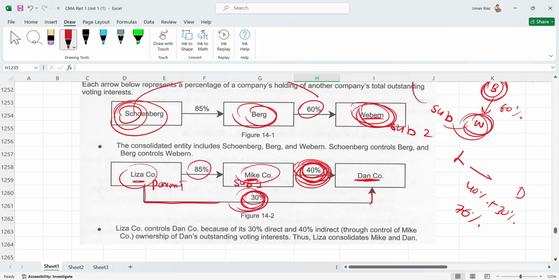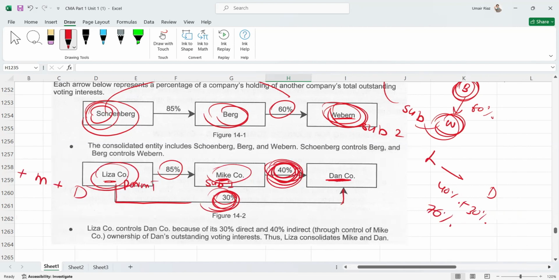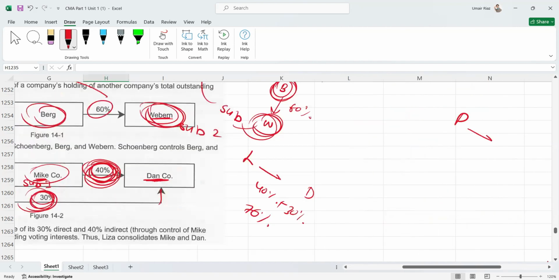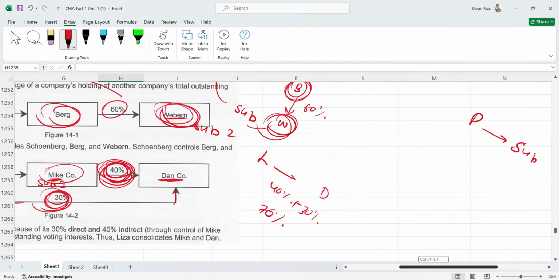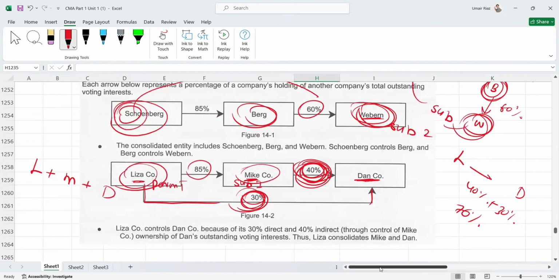So in this scenario also, Lisa plus M plus D will be considered as one group, and Lisa company will prepare the consolidated financial statement. So there are several forms of direct and indirect control, especially indirect control, but that much detail is not required for CMA students. Mainly in your exam question, they will tell you that we have a parent and we have a subsidiary. But I told you, we may have a direct interest and also an indirect interest.